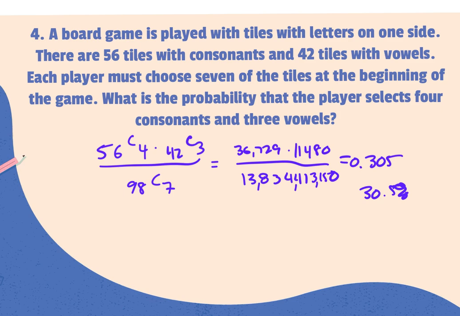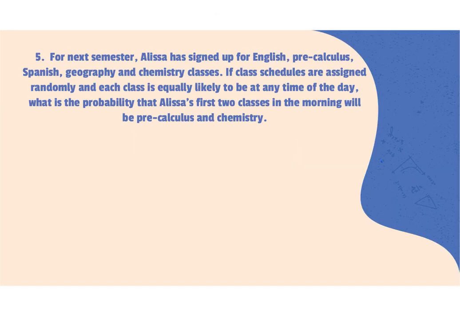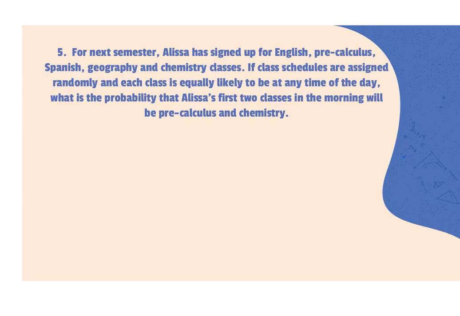My mistake, excuse me. Okay, so now Alyssa signed up for English, Pre-Calc, Spanish, Geo, and Chemistry. The class schedules are assigned randomly, and each class is equally likely to be at any time of day. What is the probability that the first 2 classes will be Pre-Calc and Chemistry?